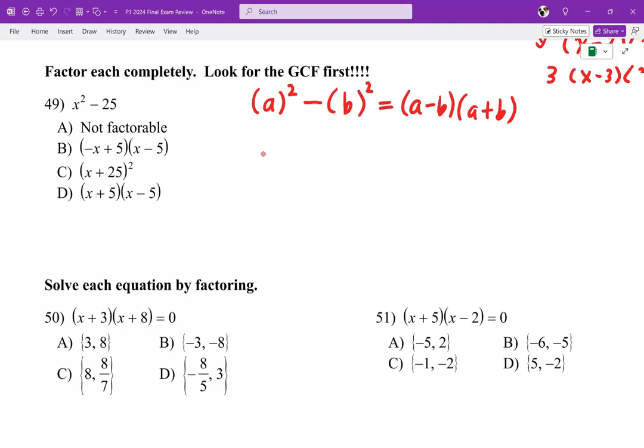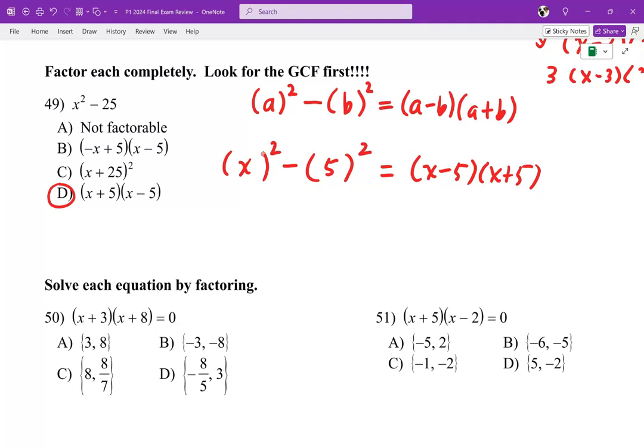So I get the x squared minus 25, and I'm going to say, okay, what squared is x squared? What letter squared gives me x squared? X. That's x squared. What number squared gives me 25? 5. So your answer is just going to be x minus 5, x plus 5.